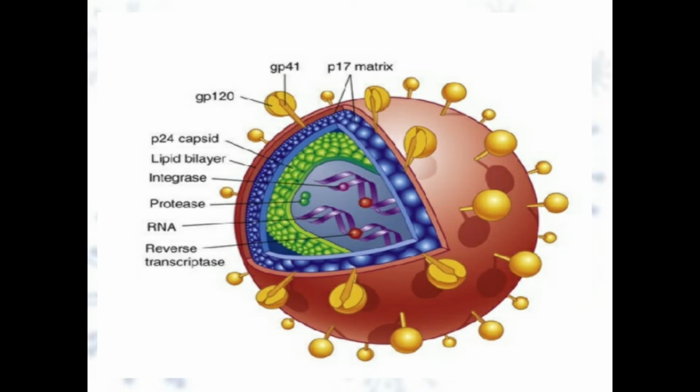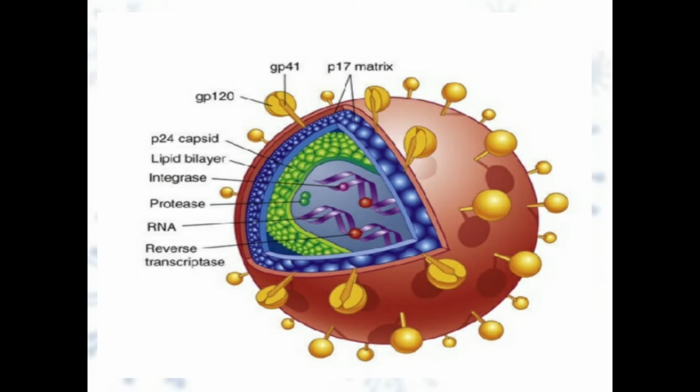So here is the structure for human immunodeficiency virus, which leads to AIDS. Our HIV is having a strong envelope. This envelope is made up of lipid bilayer. So here you can see the lipid bilayer. The strong covering of the human immunodeficiency virus is made up of lipid bilayer.